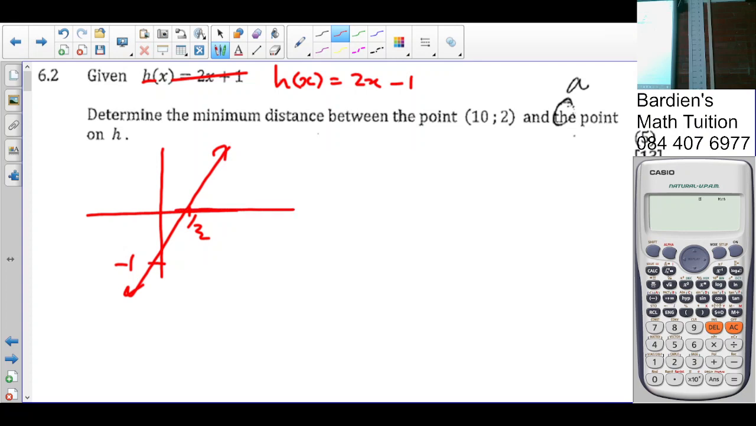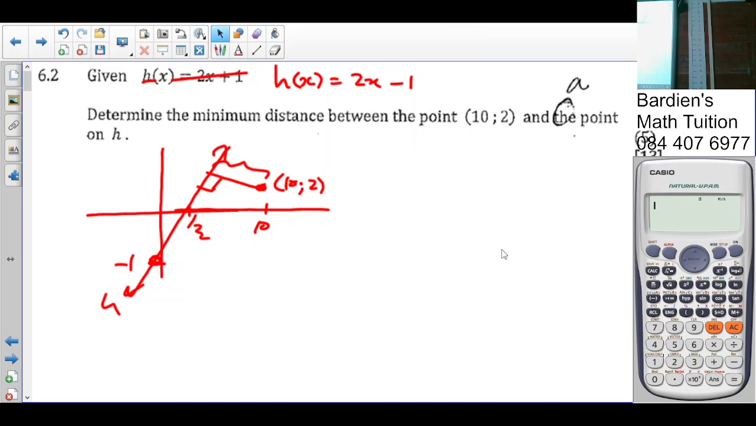Then if you look at (10; 2), it's approximately here. Let's say it's there, the diagram is not drawn to scale. So the question is to determine the minimum distance between a point on this graph h and that point. That's basically what we're looking at, the minimum distance. Now there's one of two ways of doing it. I've done both ways in the memo, where we work with the perpendicular height, or we work with the point of intersection.